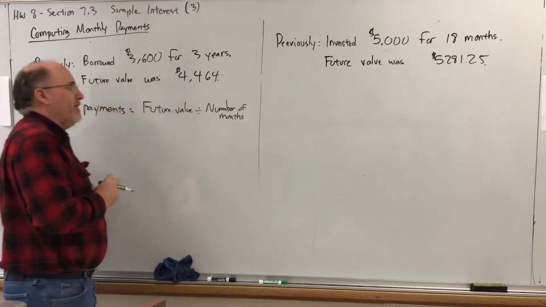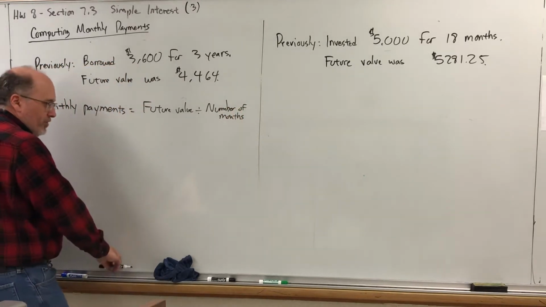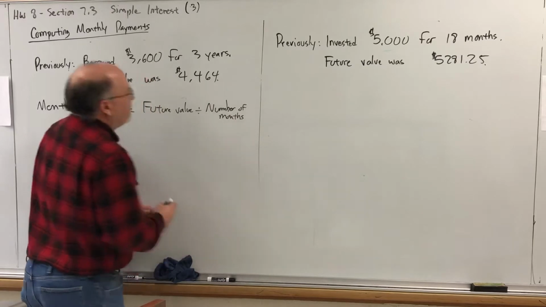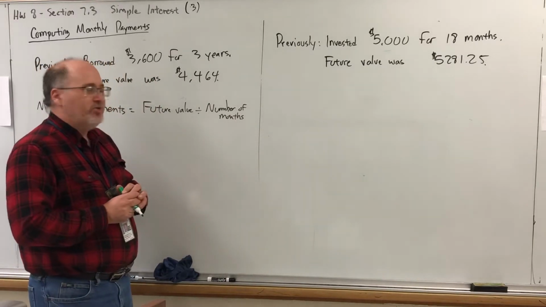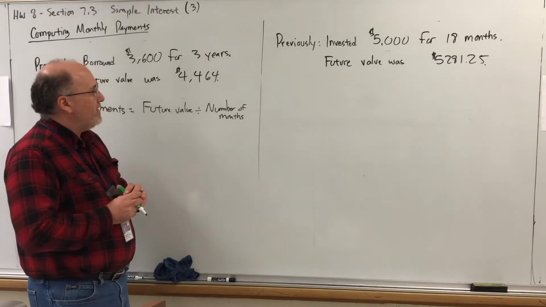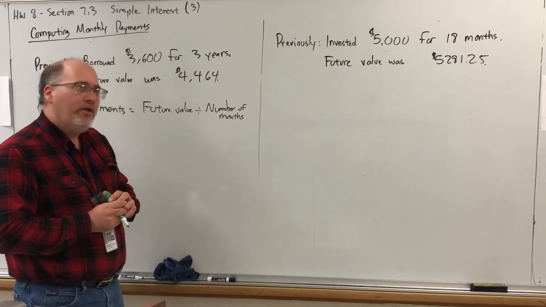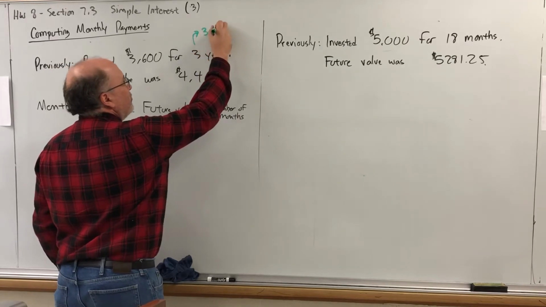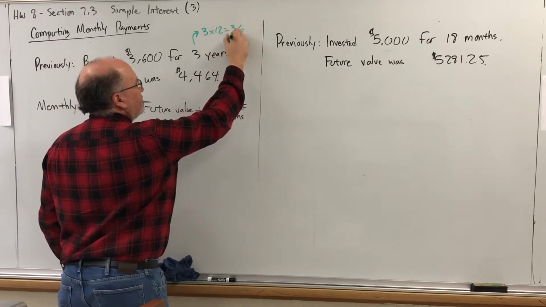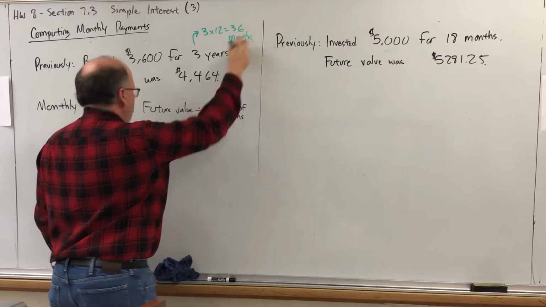Well, in this case, we're not given the number of months, but rather the number of years. When converting years to months, it's pretty easy. There are 12 months in a year, so we just have to multiply years times 12. So in this case, 3 years is 3 times 12, which equals 36 months.